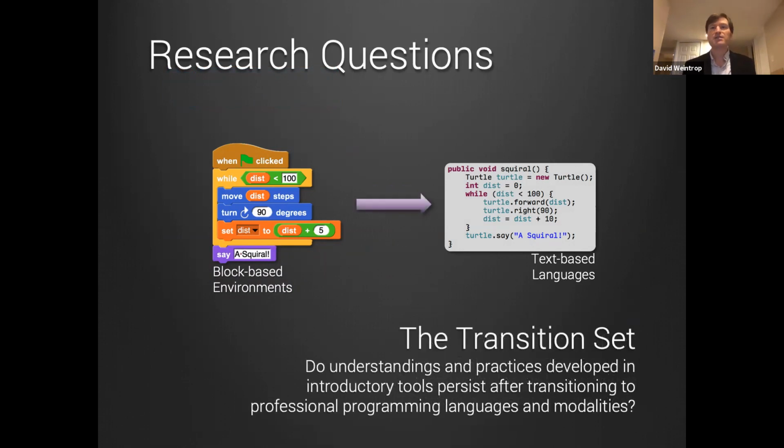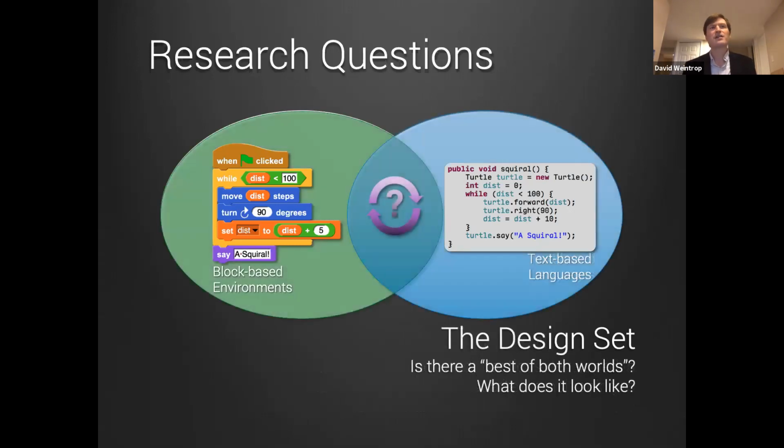The second is looking at the transition from block-based to text-based. There's an often unstated assumption that block-based environments are intended to be introductory and the on-ramp to more fully featured professional text-based programming languages. So we'll spend a little time talking about whether or not that holds true, and if it does or does not, and why. And then finally, a design set of questions, where initially I'm setting this up as block-based versus text-based, but that need not be the case. Is there an intersection of these 2 that can productively draw on the strengths of both of these 2 approaches?